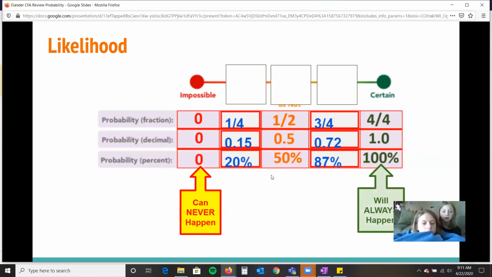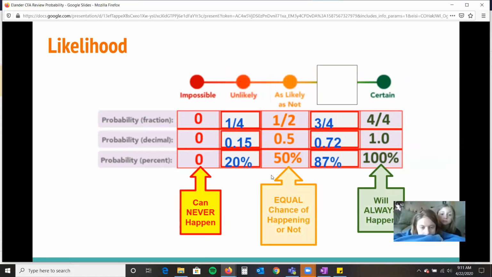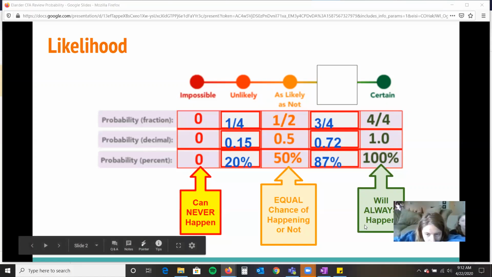So this next one is going to be something like unlikely, not likely, just like you said. Then this one we could say as likely as not, a half chance of happening. Because as a fraction, it's a half, or 50% chance of happening. And then certain, and this is a big one too: as a decimal, impossible is 0, and certain is 1 whole. So 0.5, 1 whole. 4 out of 4, that's certain, 100%, it will always happen.